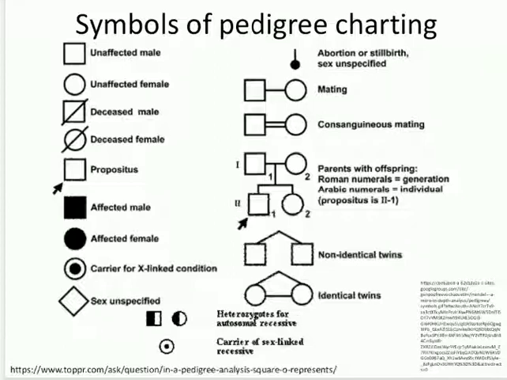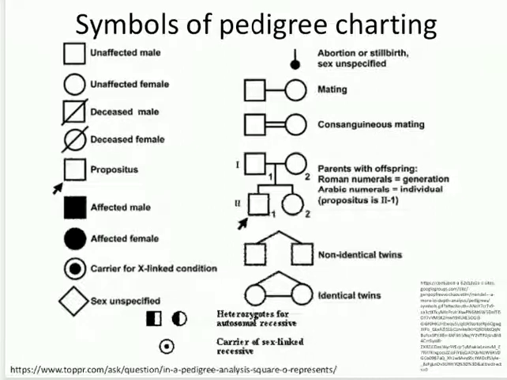If you shade the circle completely, it is affected female. If you shade the square completely, it is affected male. If you put a dot inside, that is carrier. And instead of square or circle, if you are putting a diamond, that is sex unspecified. And if it is a shaded circle with a line above, that is abortion or stillbirth, sex unspecified.